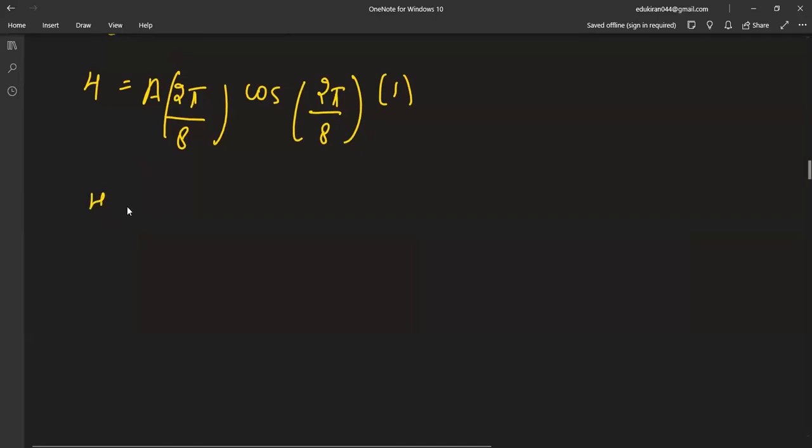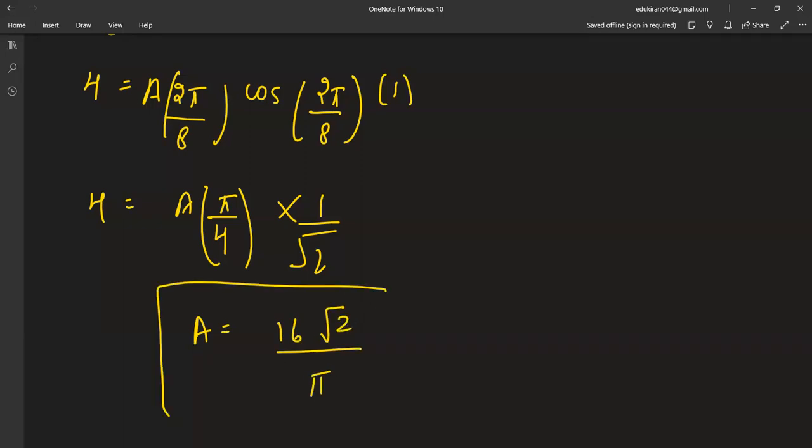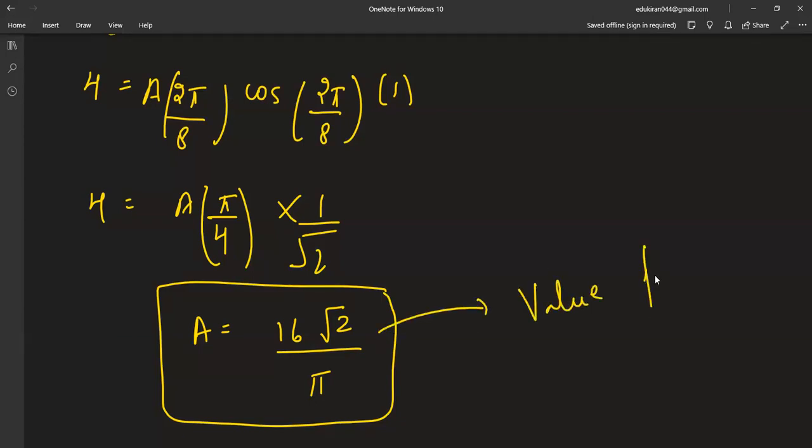See, 4 is equal to a into pi by 4 cos, that is again pi by 4, which is 1 by root 2, cos 45. So this is 1 by root 2 into 1 is 1, so I'm not writing it again. So amplitude from here will be equal to 16 root 2 divided by pi. This is the value for the amplitude.